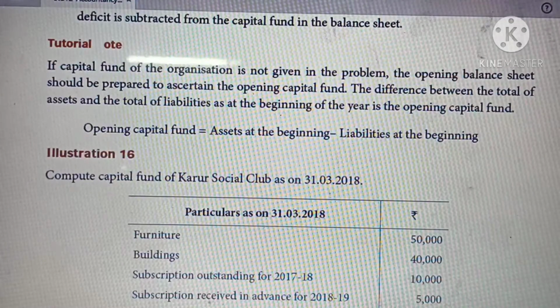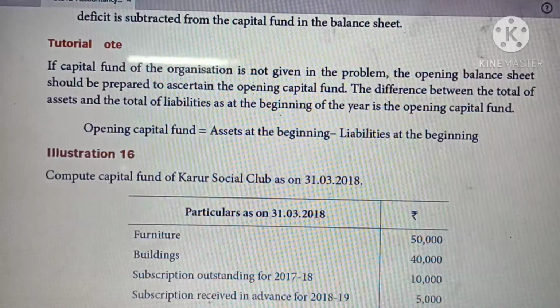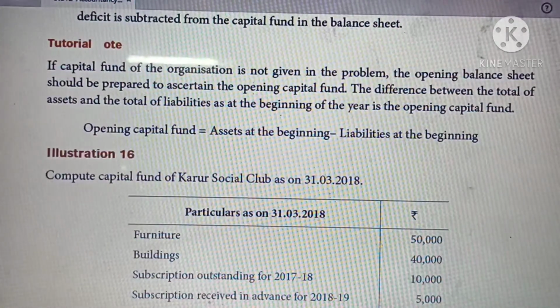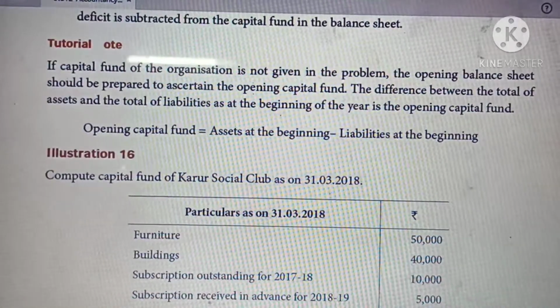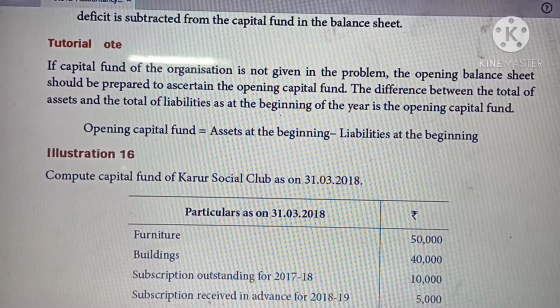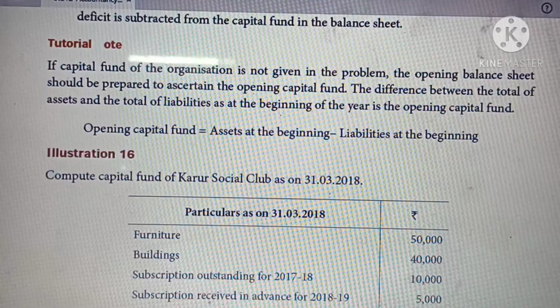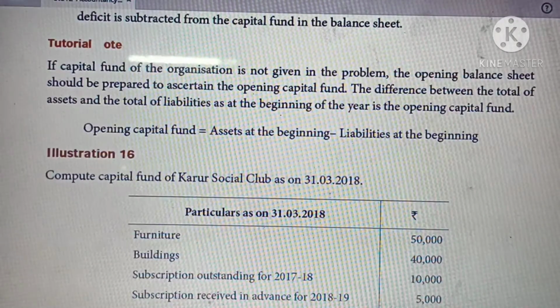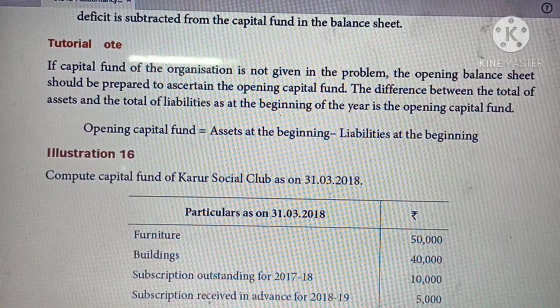So after the opening balance sheet is prepared, you have to find the difference between the asset side and liability side. Add the asset side separately and the liability side separately. After adding separately, find the difference. Assets minus liabilities, we get the capital. So opening capital fund equals assets at the beginning minus liabilities at the beginning. You are getting the opening capital fund.